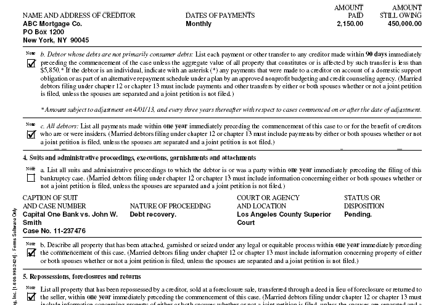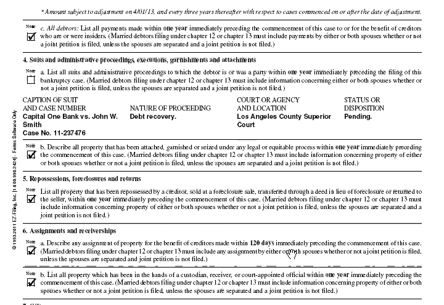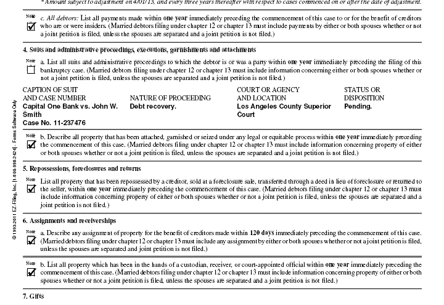Down here, question number 4, if you've been involved in a lawsuit within the last 12 months, if you've sued someone or someone sued you, you'd list it here. Just the title of the lawsuit, Capital One Bank versus John W. Smith, the case number, and a brief description of what the case is about, the nature of the proceeding. Here we've got debt recovery. Court and agency or location, we've just got Los Angeles County Superior Court. The status of the lawsuit will either be pending, dismissed, judgment entered, or whatever the status currently is.